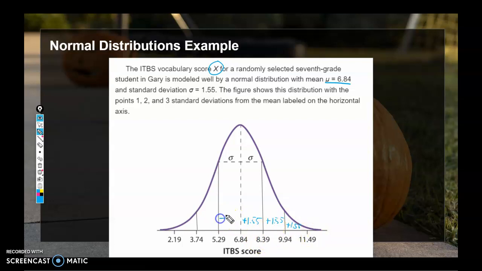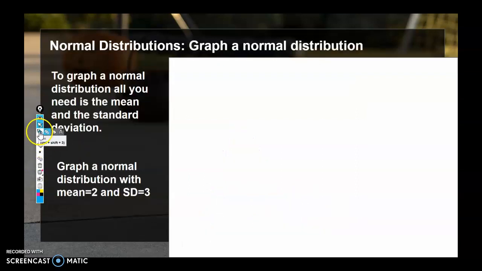They're a unit of measurement. If we go to the left, we're subtracting. So notice, to the left subtracts our standard deviation, and to the right adds our standard deviation. And this is how all normal distributions exist. So we need the mean and standard deviation, and that's how they're built.